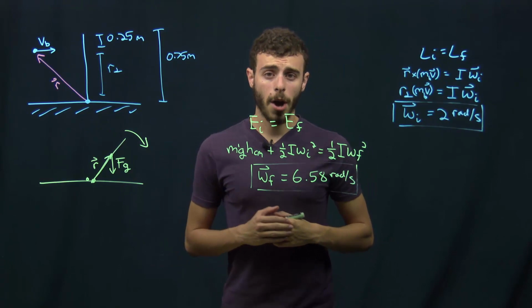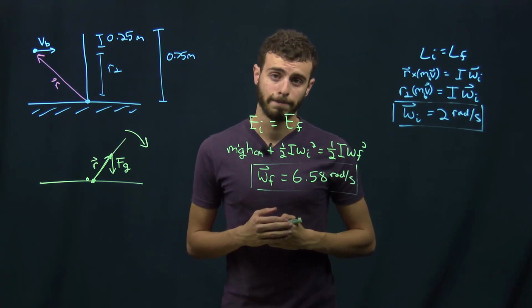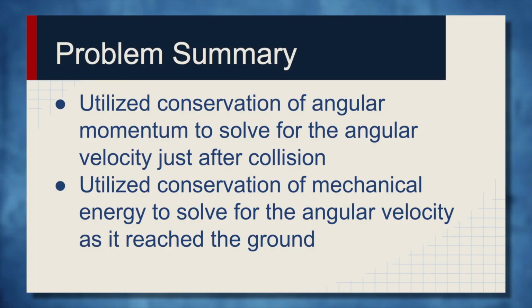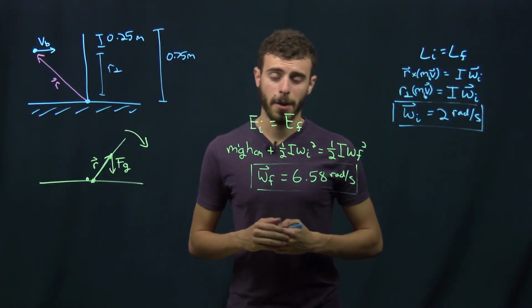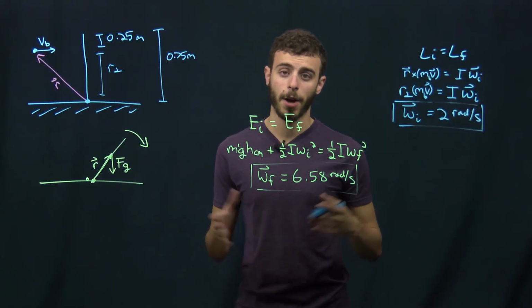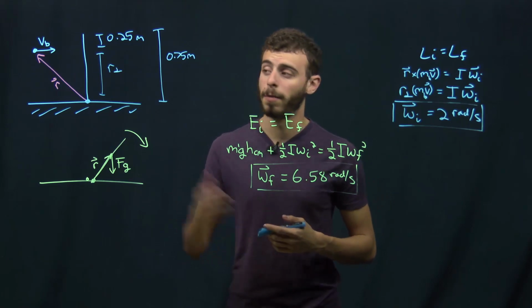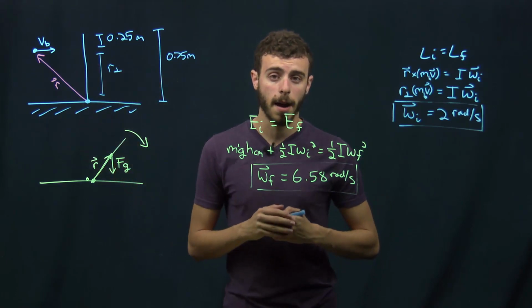Okay, so let's go ahead and review what we've done here. We split up our problem into the collision and the subsequent rotational motion. So for the collision, we utilize the conservation of angular momentum to find the angular velocity just after the collision. From here, we then use the conservation of energy to solve for the angular velocity as the bar reached the ground. Okay, so I hope this video helped you gain some understanding of how to utilize angular momentum for both point particles and extended objects.